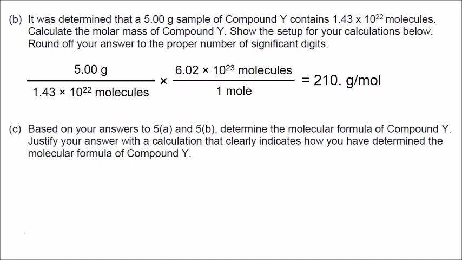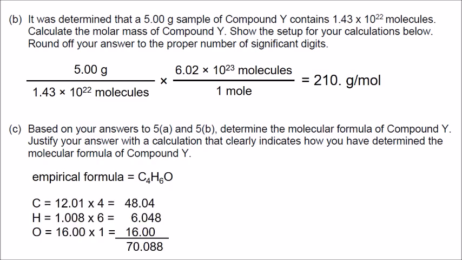per mole. Now, we have an empirical formula, and we have a molar mass. Let's use these two facts to figure out the molecular formula of compound Y. The empirical formula is C4H6O. If we add up the mass of the empirical formula, it works out to be 70.088.